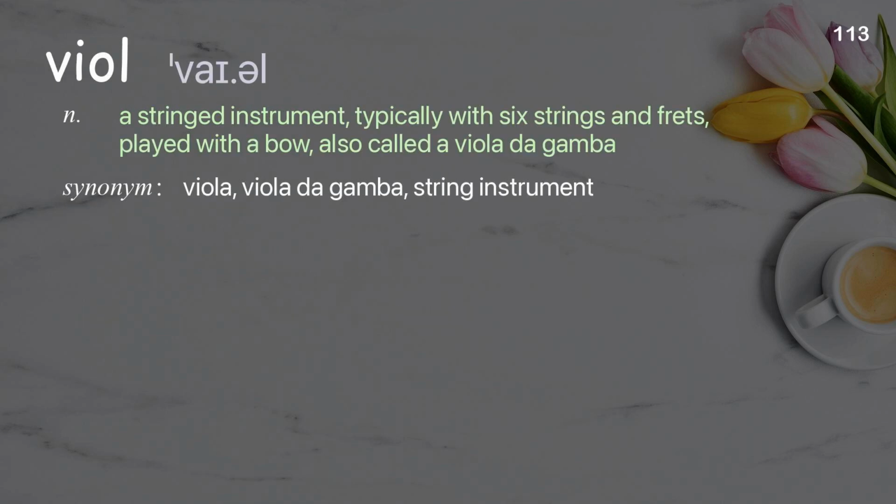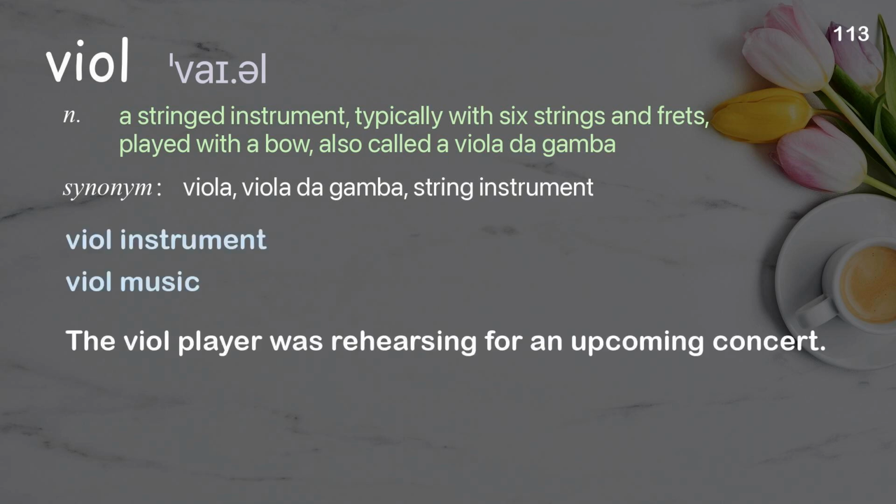Viol. A stringed instrument, typically with 6 strings and frets, played with a bow, also called a viola da gamba. Examples: viol instrument, viol music. The viol player was rehearsing for an upcoming concert.